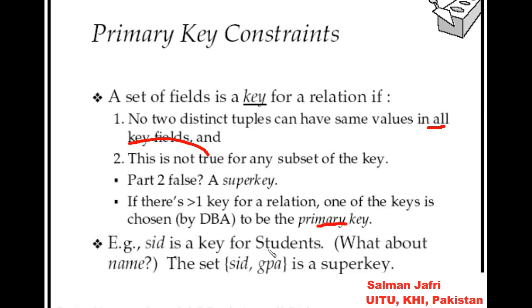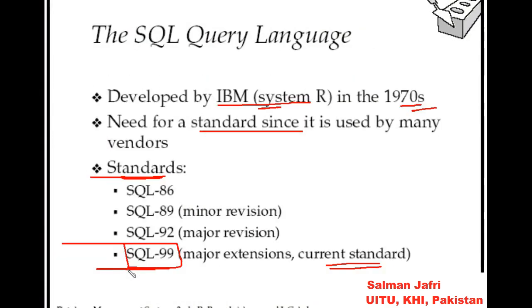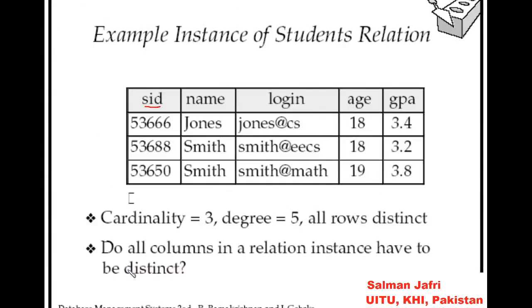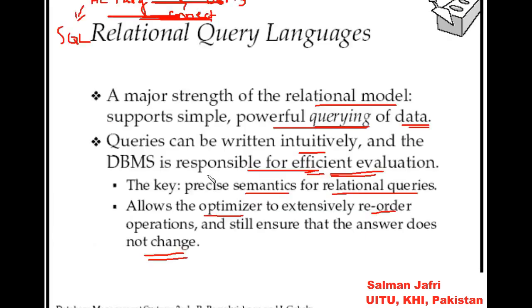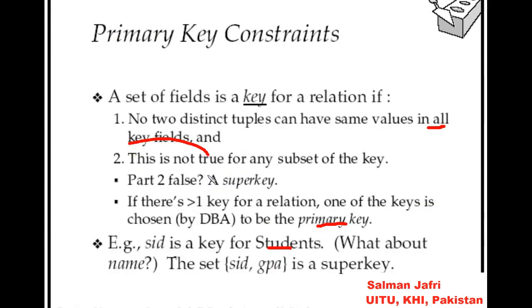And again, summarizing this, SID is a key for students, right? What about name? Name cannot be. Why can name not be a key? Because the name is repeating twice, right? So the set SID, GPA is a super key, like we have discussed before.